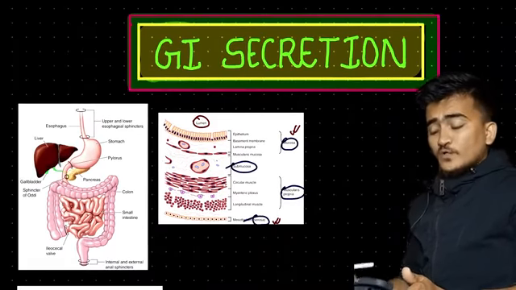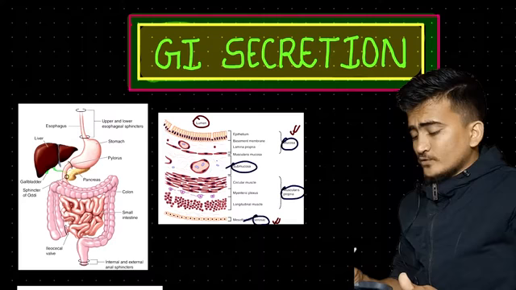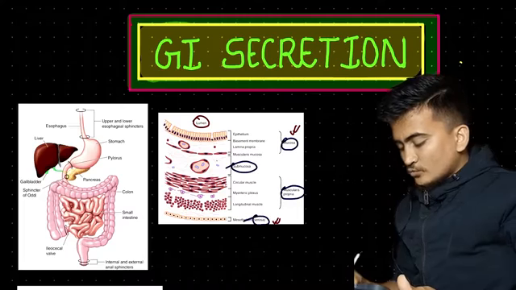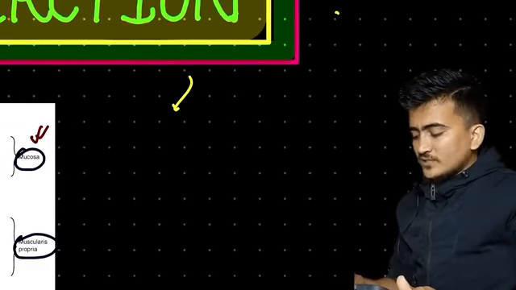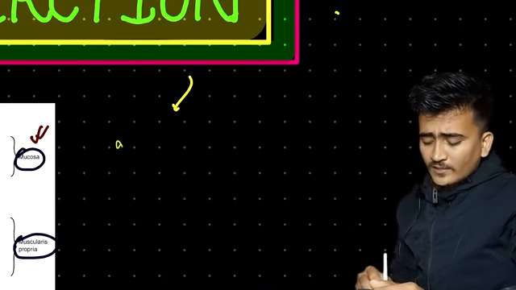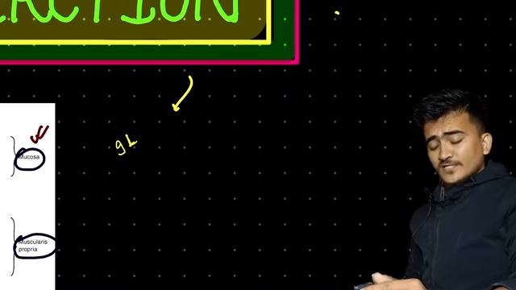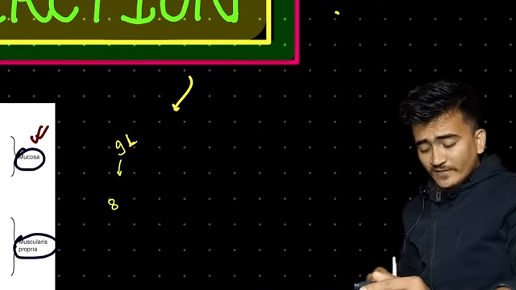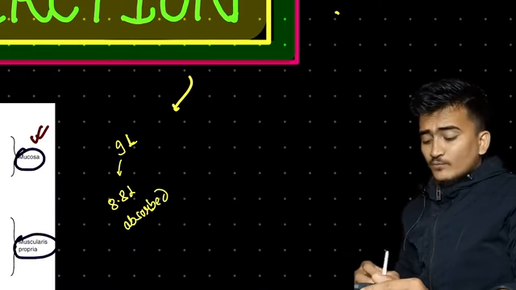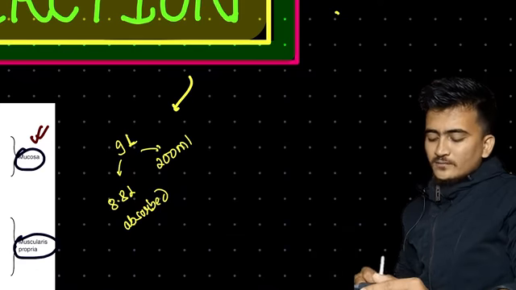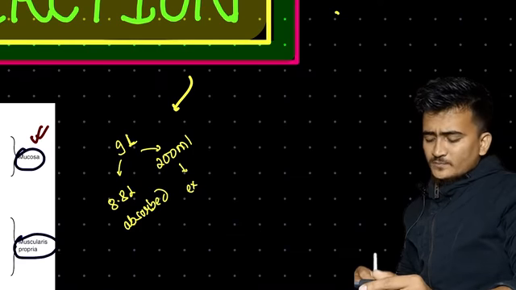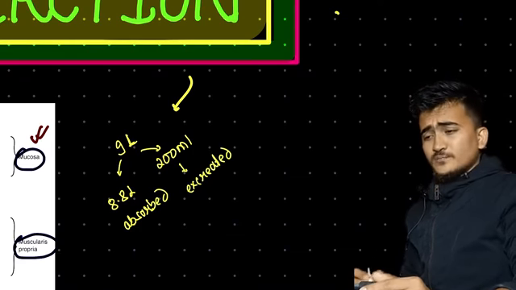Okay, now moving forward, we are talking about GI secretion. Now let us move to our topic, and that is GI secretion. Talking about GI secretion, total fluid secretion in GIT is about 9 liter, right? Out of this 9 liter, we have 8.8 liter to be absorbed, and 200 ml is excreted.